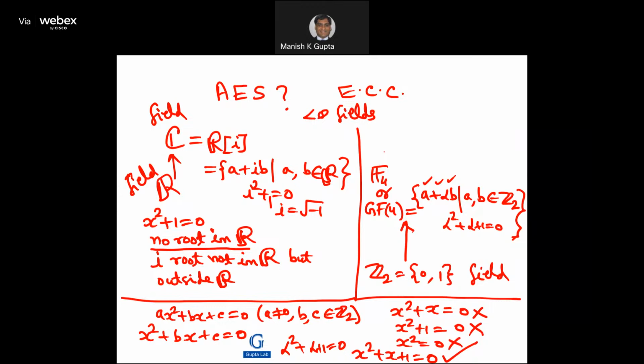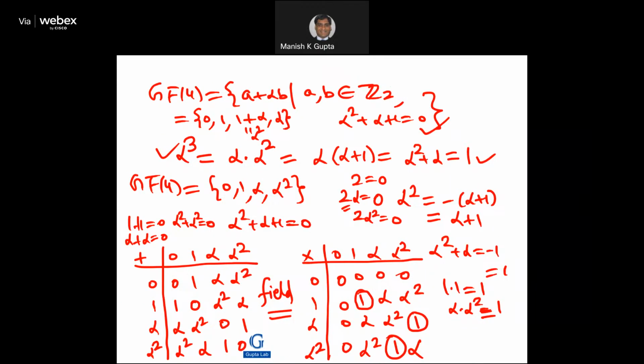So keeping these things in mind, also note that alpha cube, I can compute the value. Alpha cube turns out to be 1. So let us see that calculation. Alpha cube is equal to alpha into alpha square, which is alpha times alpha plus 1. Why? Because alpha square is equal to minus alpha plus 1, the same thing as alpha plus 1, right? So we substitute here, and simplifying, it turns out to be alpha square plus alpha.